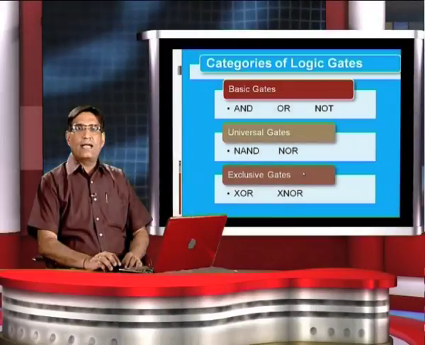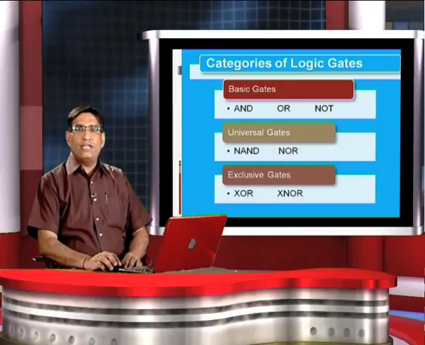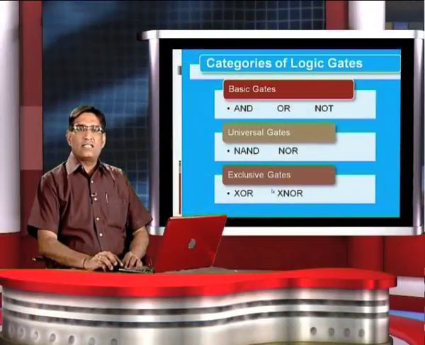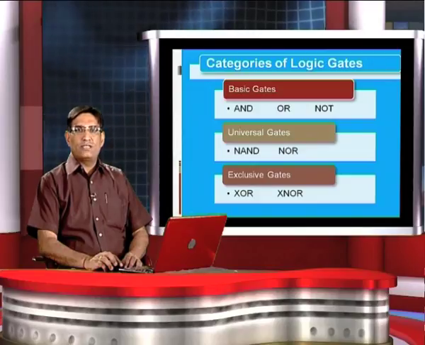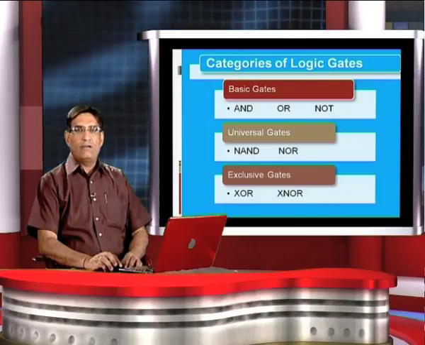Let us understand the categories of gates. We say that logic gates can be categorized into three major categories: first, basic gates; second, universal gates; and third, exclusive gates. The basic gates comprise AND gate, OR gate and NOT gate. The universal gates comprise NAND gate and NOR gate, and the exclusive gates comprise XOR gate and XNOR gate. So in turn there are 7 logic gates that exist in a computer system, with reference to which all the computations or all the circuits are developed.